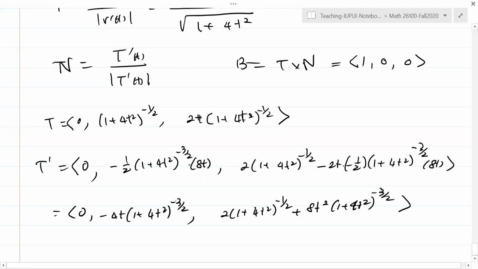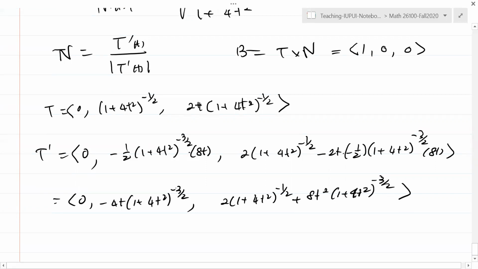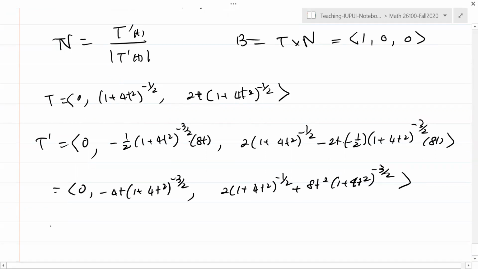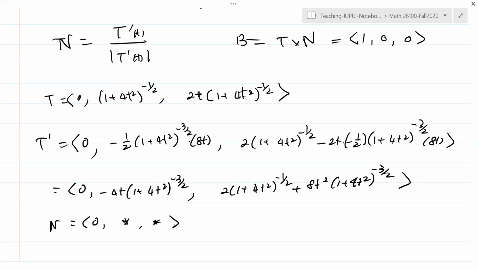So this is the tangent vector derivative. It's complicated, and then you normalize it, and after you normalize it, clearly the N has two components, something here, something here. So the N vector, the normal vector, actually lies on the plane because the first component is 0. So let's stop here.